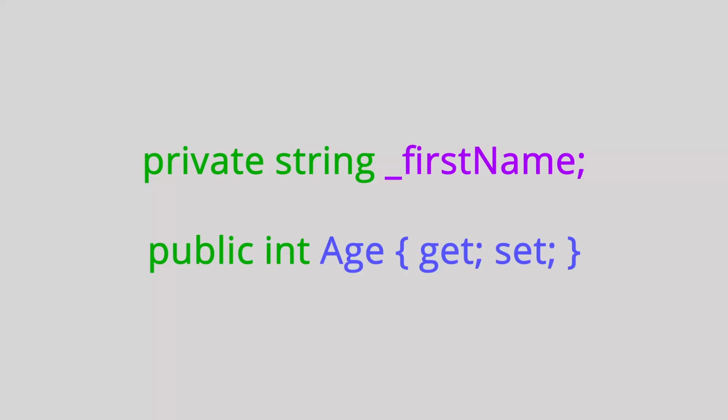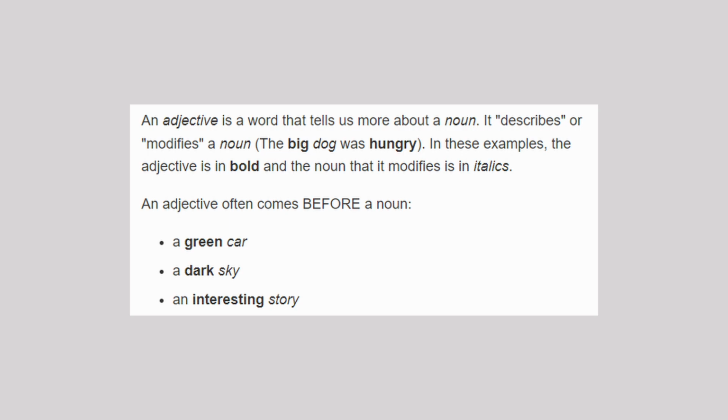Fields and properties store data in a class. Think of them as nouns. They tell us more about the class. Both are very similar, but they also have certain differences, some of which I will discuss shortly.